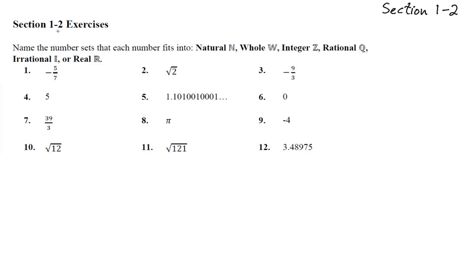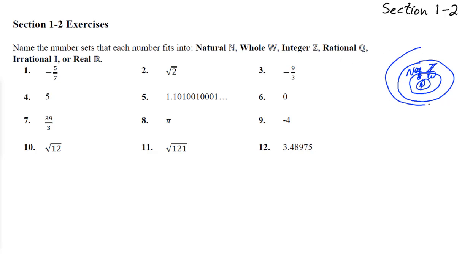Okay, here we are in section 1.2 with the answers to numbers 1 through 12. And remember what we have? We have the natural numbers, which are the counting numbers. Then we add to it 0 and we get the whole numbers. Then we add to that the negatives, and that gives us all of the integers, which have the symbol Z.